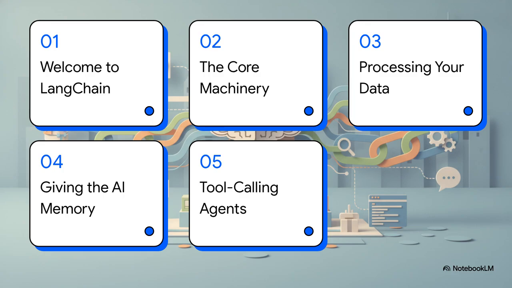Okay, let's take a quick look at the blueprint for our LangChain factory floor. We'll start with a welcome to the framework, then move on to the core machinery, processing your data, giving the AI memory, and finally, building tool calling agents. Let's step onto the floor.